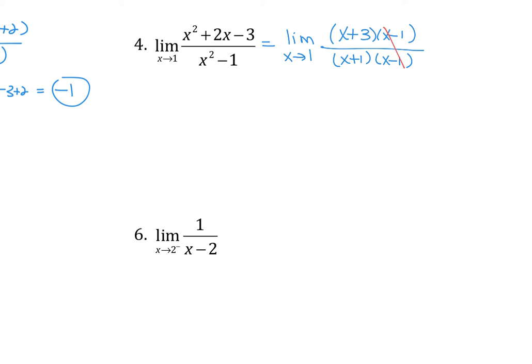So I'll reduce out the x minus 1, and we'll be left with the limit as x approaches 1 of x plus 3 over x plus 1. And you want to keep this limit notation carried along until you do that direct substitution. So 1 plus 3 over 1 plus 1. So that's going to give me 2.